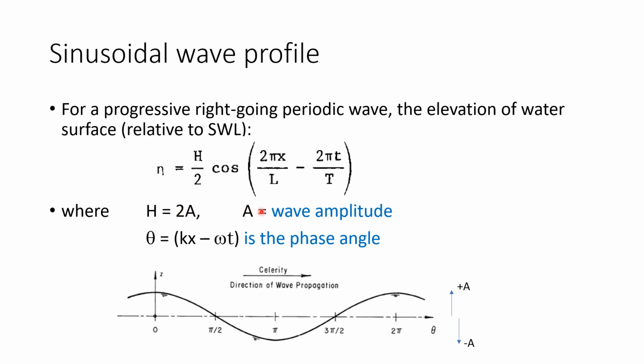A is the amplitude. Now, the function inside this cosine expression is the phase angle. It depends on the position x, and it also depends on the time t. 2 pi over L is the wave number as before, k. 2 pi over T is the wave angular frequency, omega, as before. So at different locations and at different times, the cosine function will keep on changing between +1, the maximum, and -1, the minimum, right? So the water surface displacement eta at any location at any time is always changing, but it will never exceed +a or -a, the amplitude of the wave.